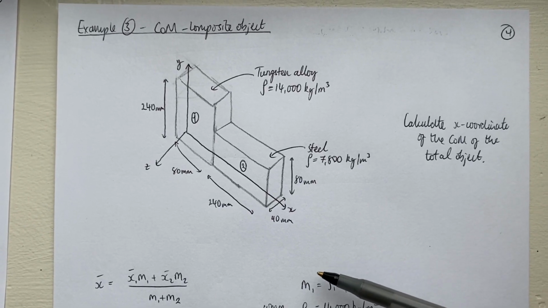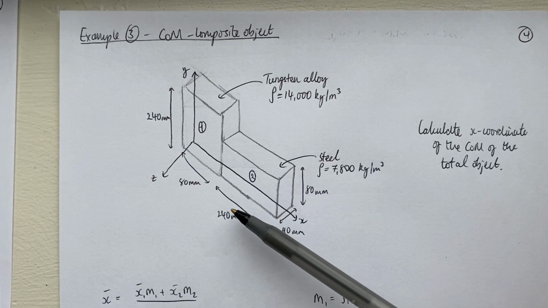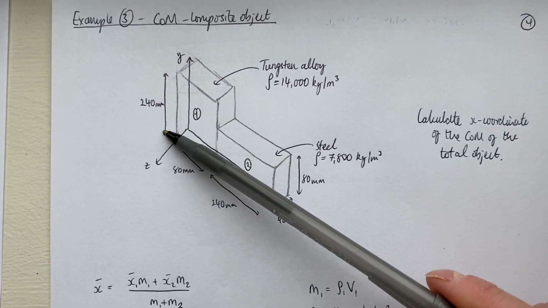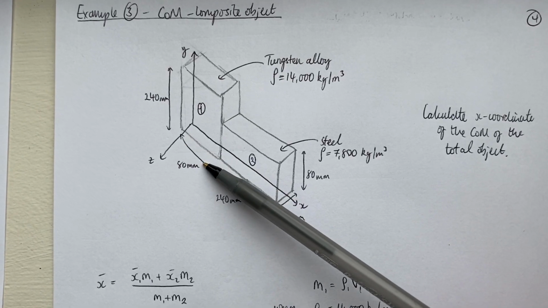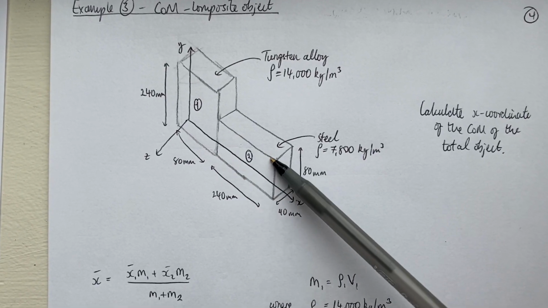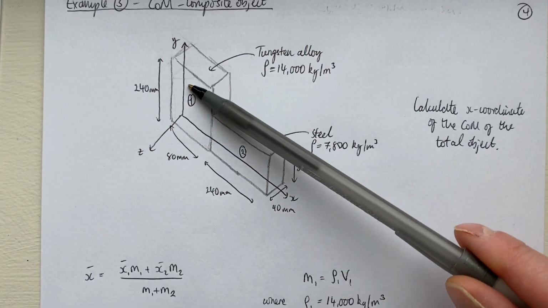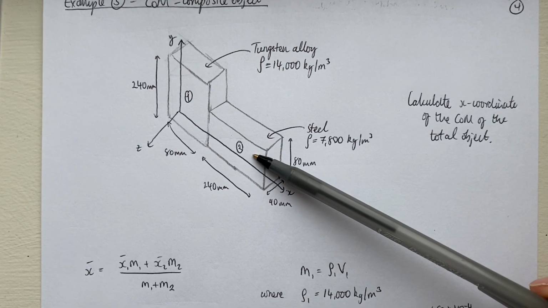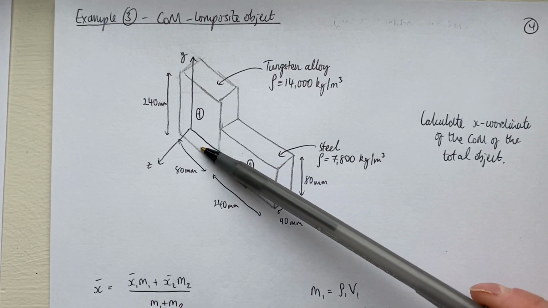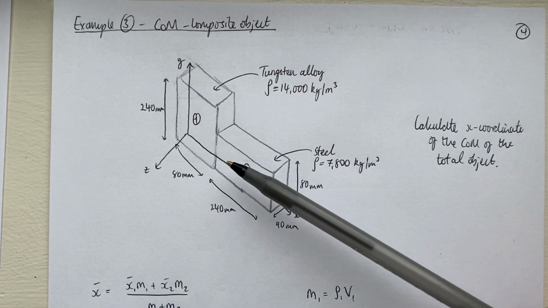So now again, just by looking at this intuitively, we can see that the dimensions of these pieces, this is 240 mil by 80 mil, this is also 240 mil by 80 mil, but on its side. And this one is almost twice as dense as this one. So we're expecting our x-coordinate of the center of mass to be down here somewhere, closer to the origin really than over here.